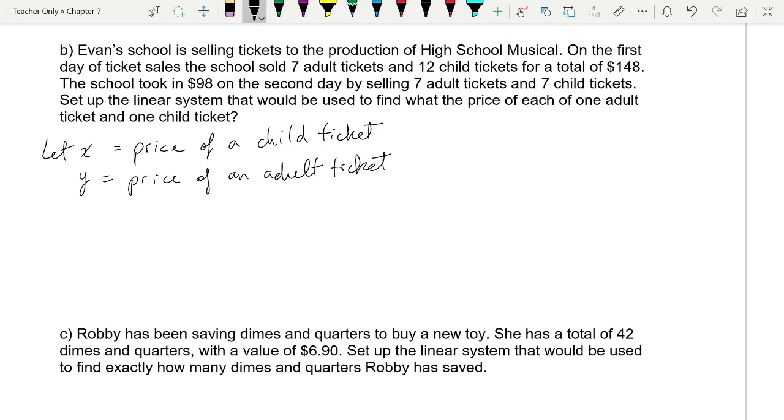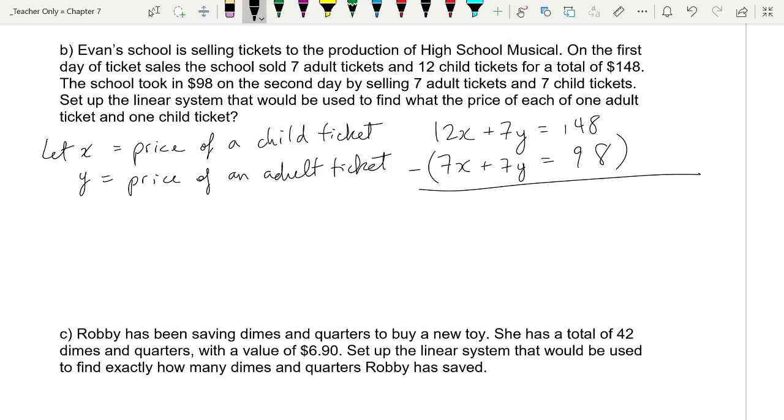So if I sell them for x each, and there's 12 of them, 12 child tickets will earn me $12x, and 7 adult tickets will earn me $7y, and I know that that's a total of 148. The next day, it was 7 of each of them, and it earned me 98. And that one's nicely set up for elimination. All I have to do is subtract, and y's go bye-bye. 12 minus 7 is 5. 148 minus 98 is 50.